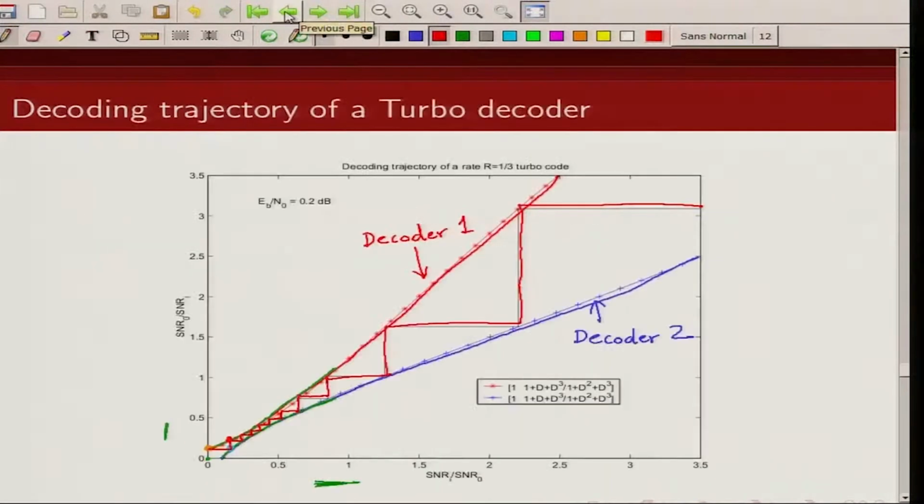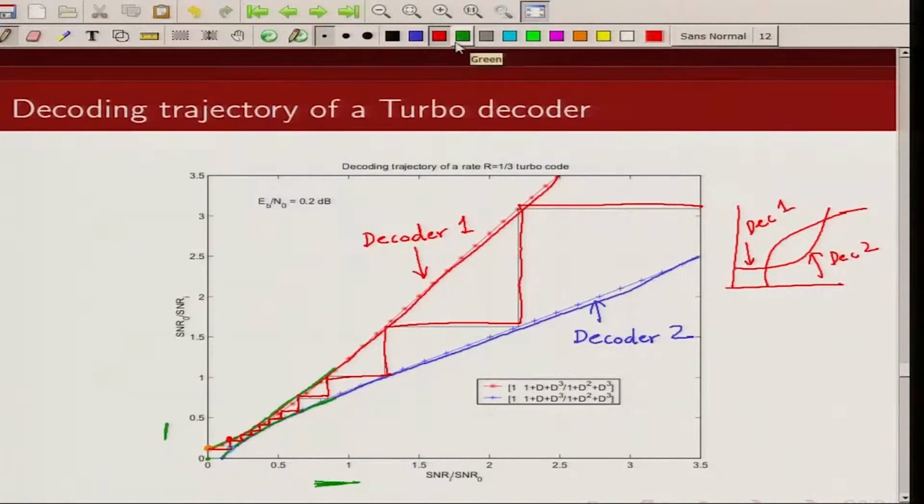Now, what would have happened if these curves had crossed? Let us look at a scenario. Let us say I had some curves which are like this. Let us say this is my decoder 1 and this is my decoder 2. Then what would have happened is, I would have initially started with 0, I would have got this, then I got this.